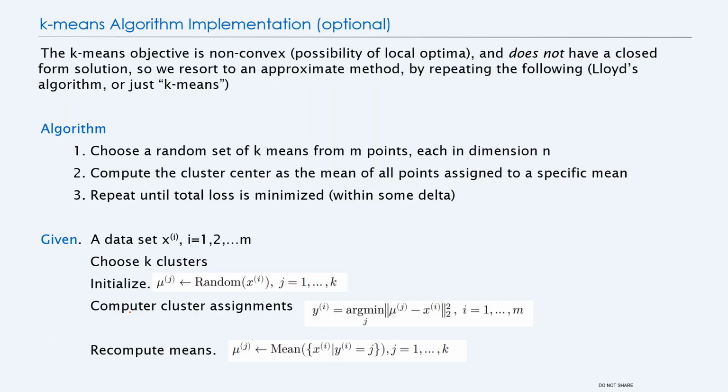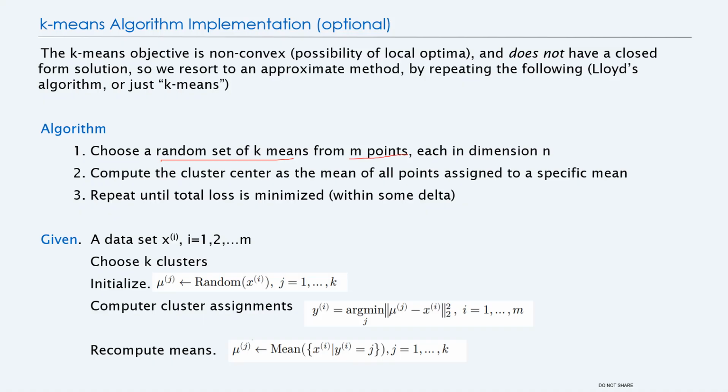Now the K-means algorithm, we don't expect you to know it well. Well, you know it. You actually did it. But this is what the algorithm is if you're going to implement it by yourself. The K-means objective is non-convex. That means we'll not talk about those things. That's beyond the scope of this course. But the basic idea is that you choose a random set of K means from M points. You have M points, and you choose K means.